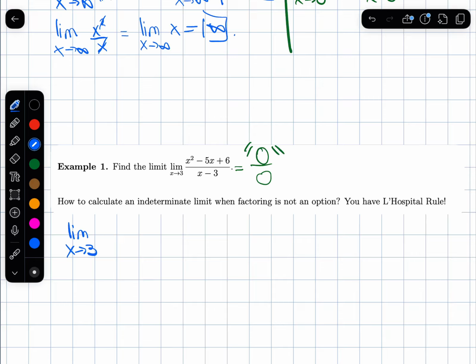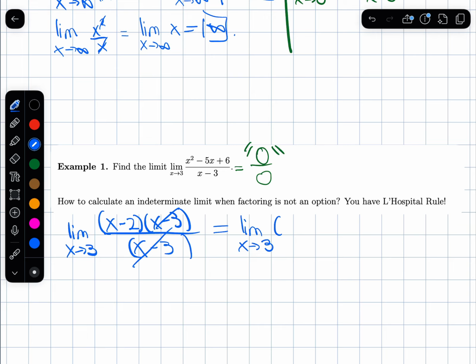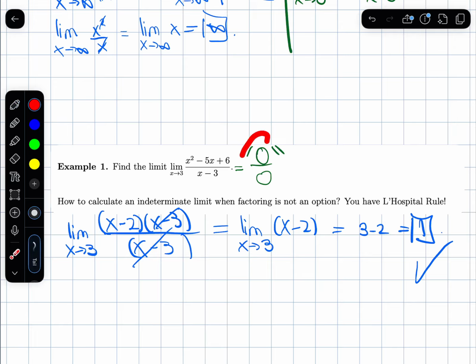And from previous videos, from basic limits, you know you can factor the top: x minus 2, x minus 3, like so, to cancel x minus 3 out of the bottom. And then if you plug in 3, that ends up being 3 minus 2, which is 1. So you have calculated your limit. Through factorization, you are able to get rid of this indeterminate form.